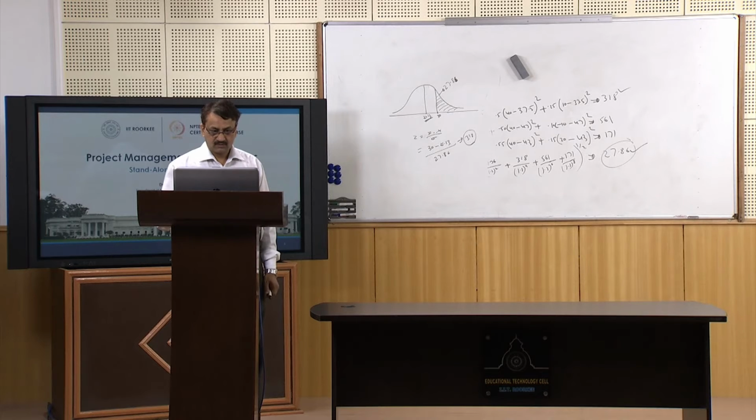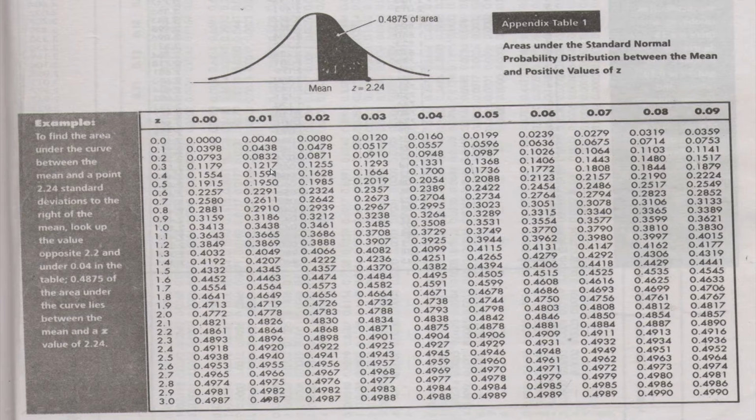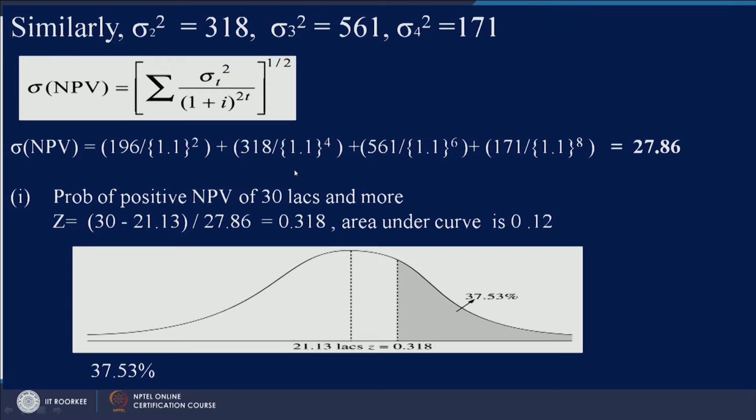yeah. So 0.31 is 0.1217 and 0.32 is 0.1255. So it is somewhere between these. So for 0.318 the area under would be somewhere between these two, and that area is 0.12. Let us take that value as 0.12.